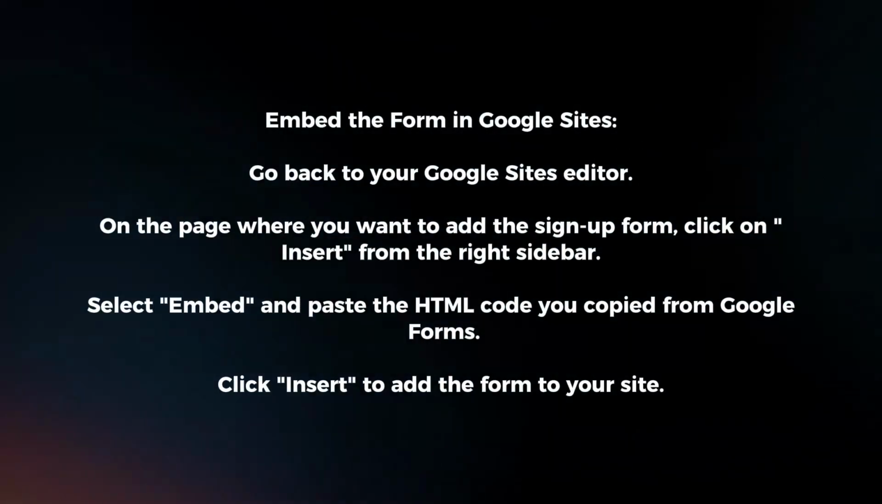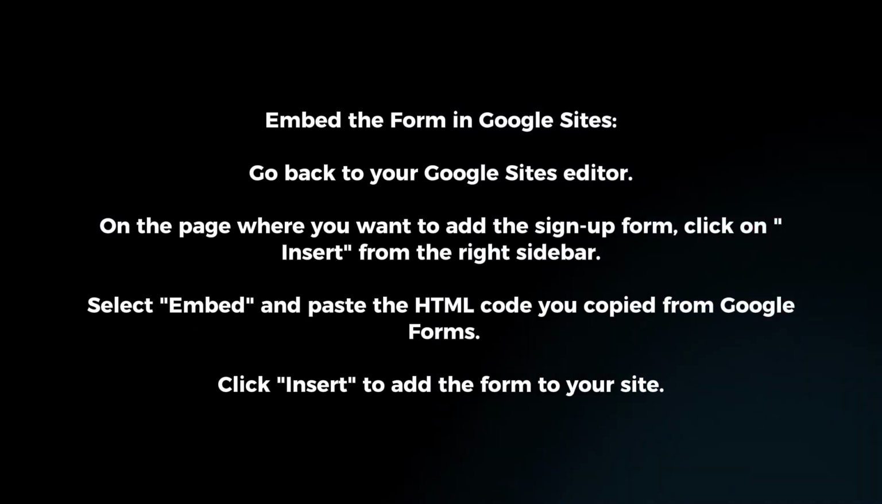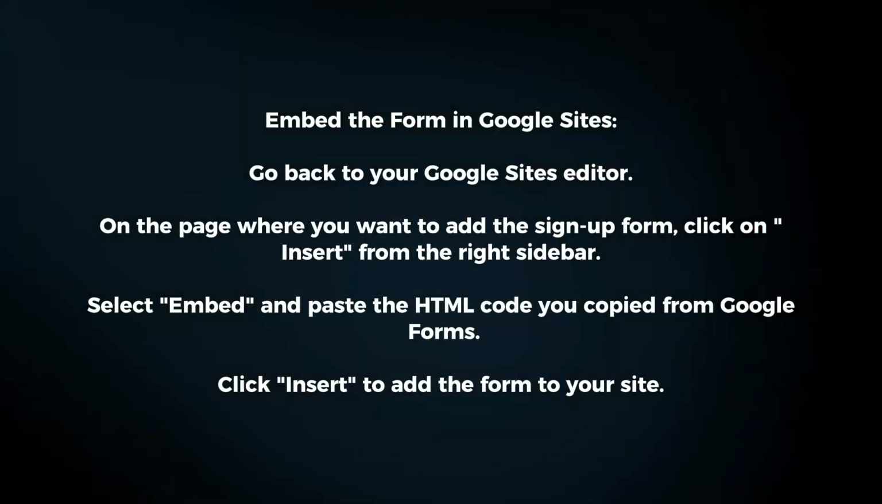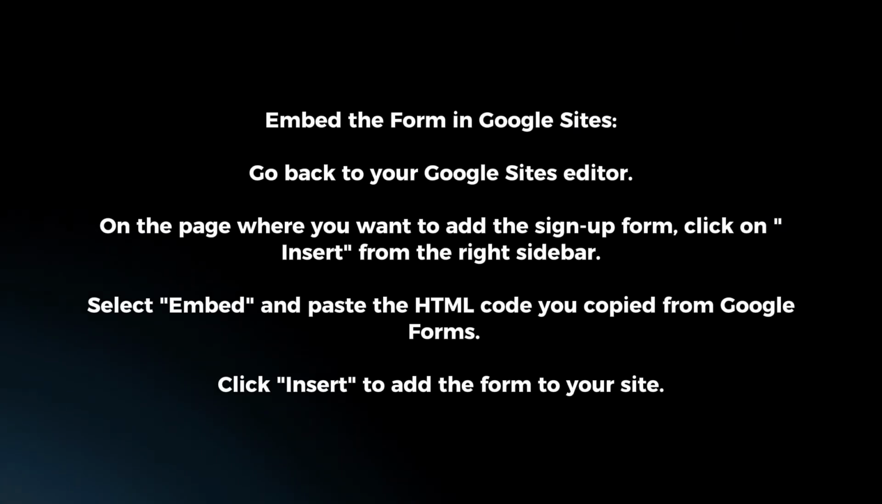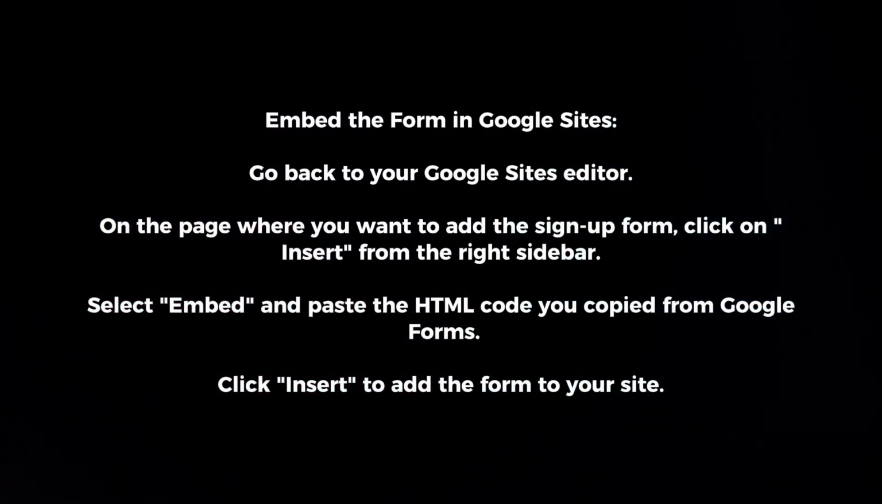Embed the form in Google Sites. Go back to your Google Sites editor. On the page where you want to add the sign-up form, click on Insert from the right sidebar. Select Embed and paste the HTML code you copied from Google Forms. Click Insert to add the form to your site.